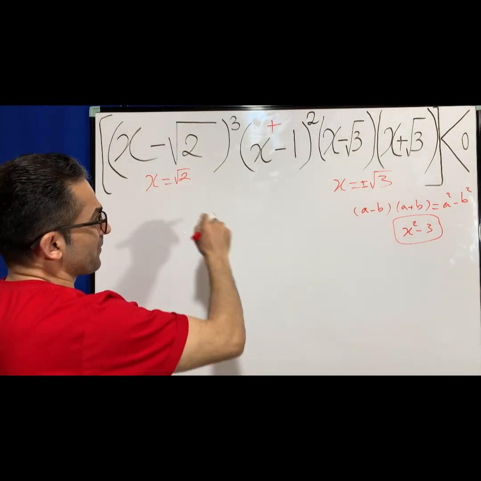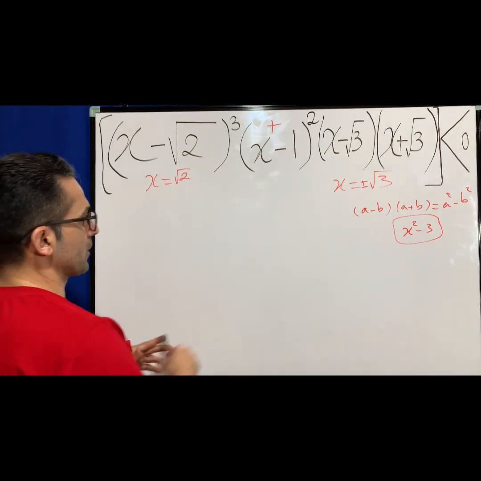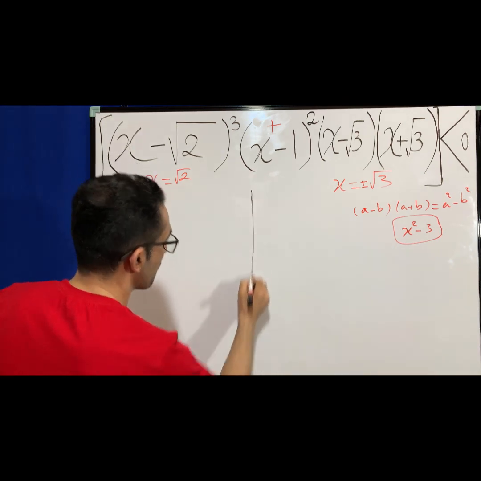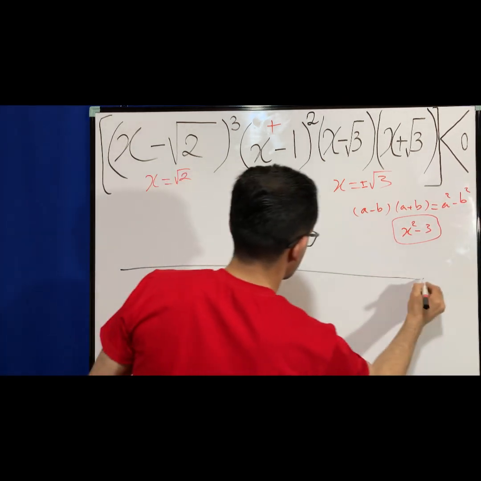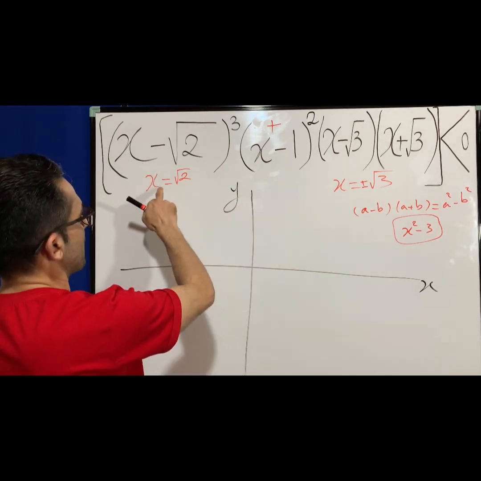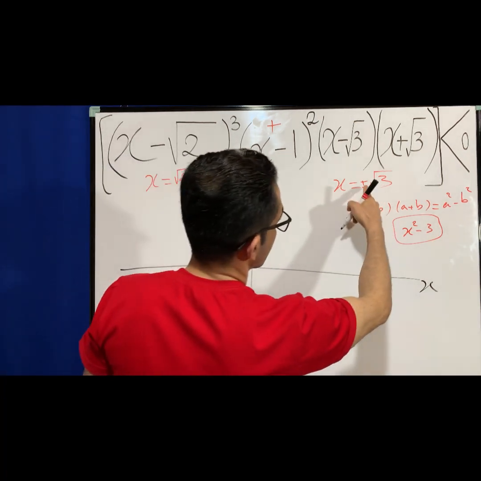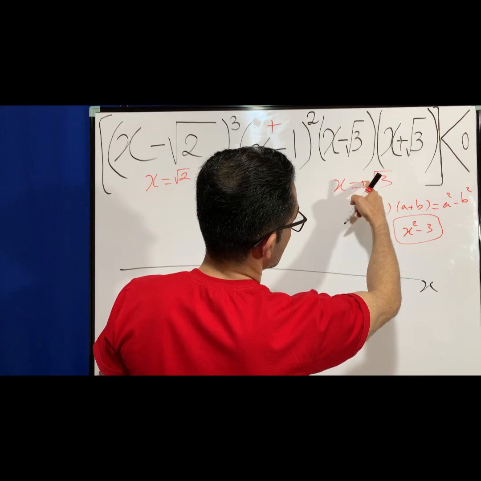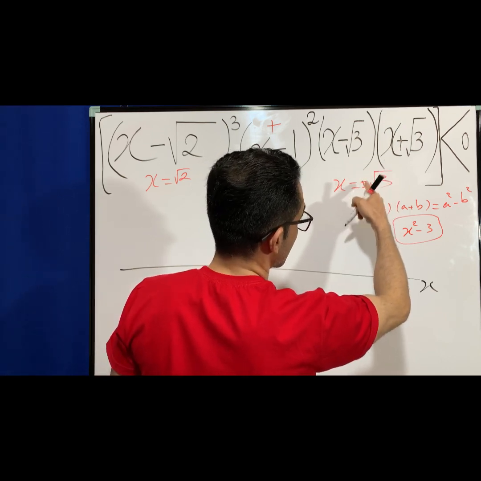Then I want to graph these functions separately. Look, on xy axis. Square root of 2, this positive square root of 2, square root of 3, and negative square root of 3.